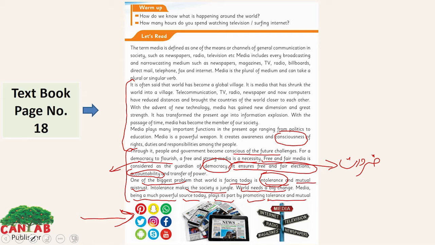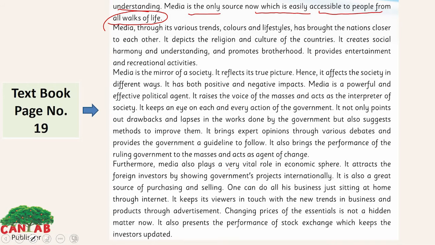And due to the intolerance of some people and the societies, the world become a jungle. World needs a big change here. Media being a much powerful source today, plays its part by promoting tolerance and mutual understanding here. Media is the only source now which is easily accessible. All the social apps, net, computer are almost accessible to everyone nowadays.